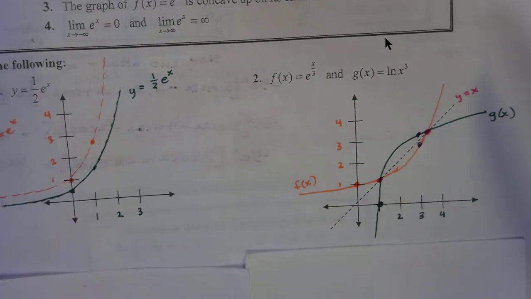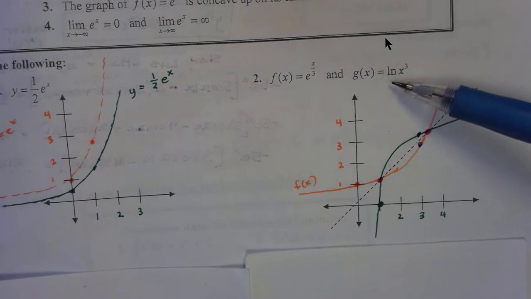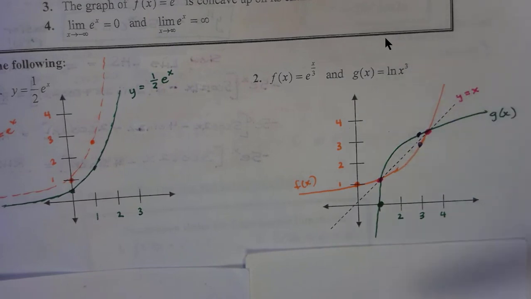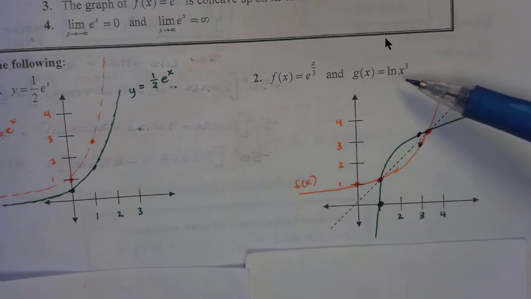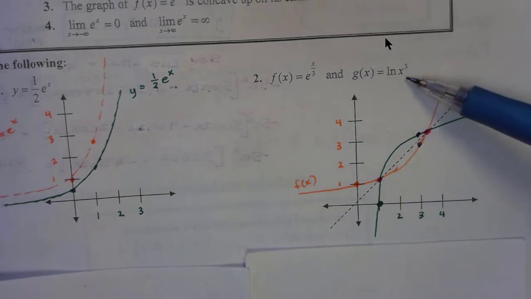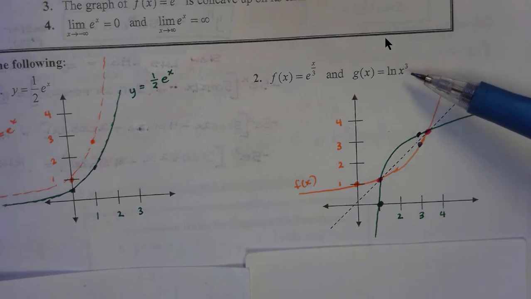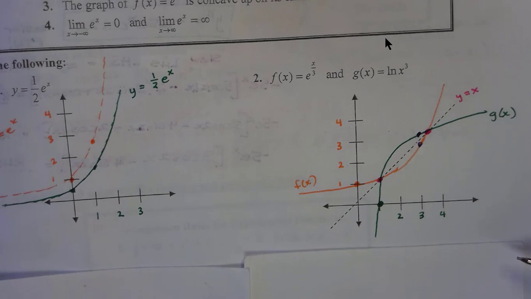And here we're going to graph e to the x over 3 and natural log of x to the third. I'll bet if I were to take e to the x over 3 and substitute it right here, natural log of e to the x over 3 cubed, hey, guess what? That gives me x. So these are inverses.